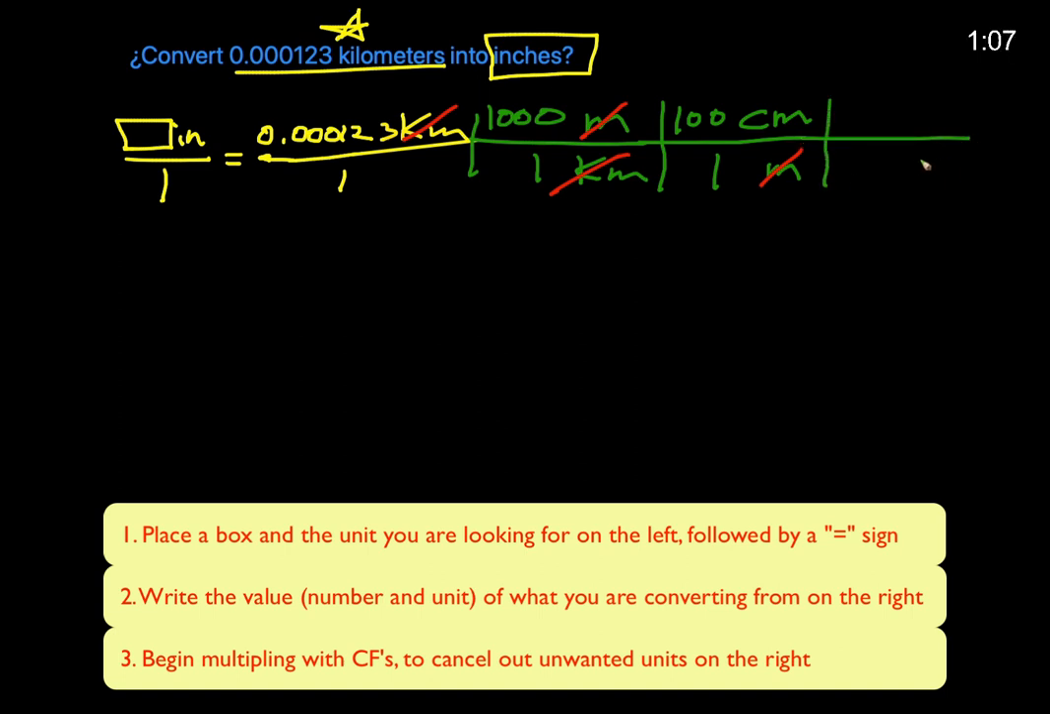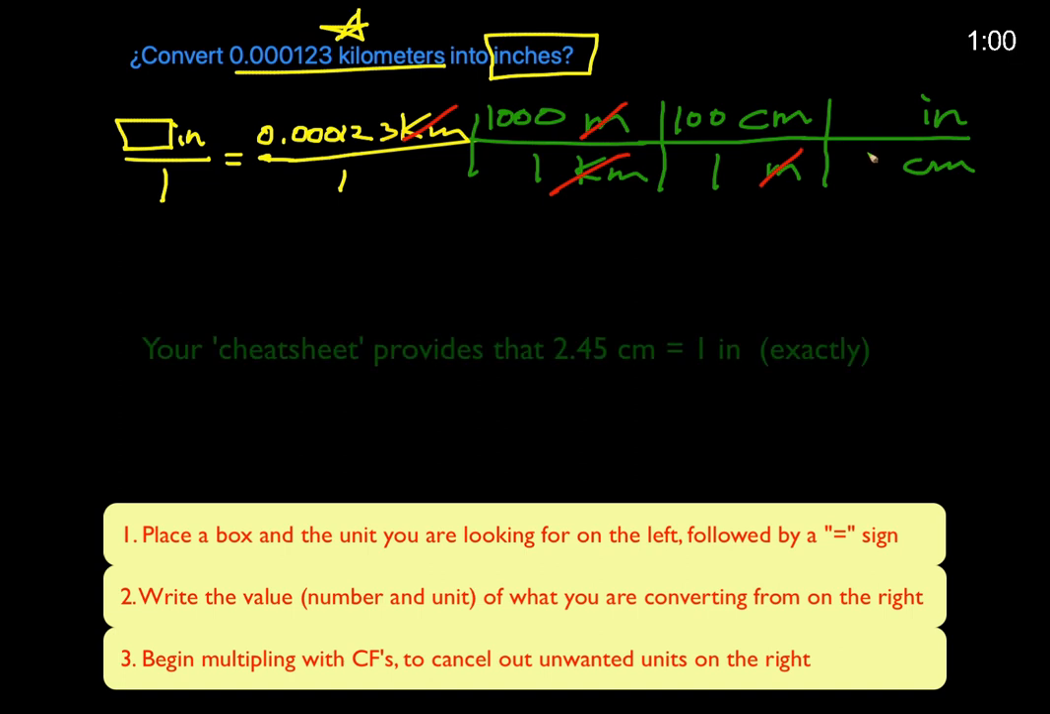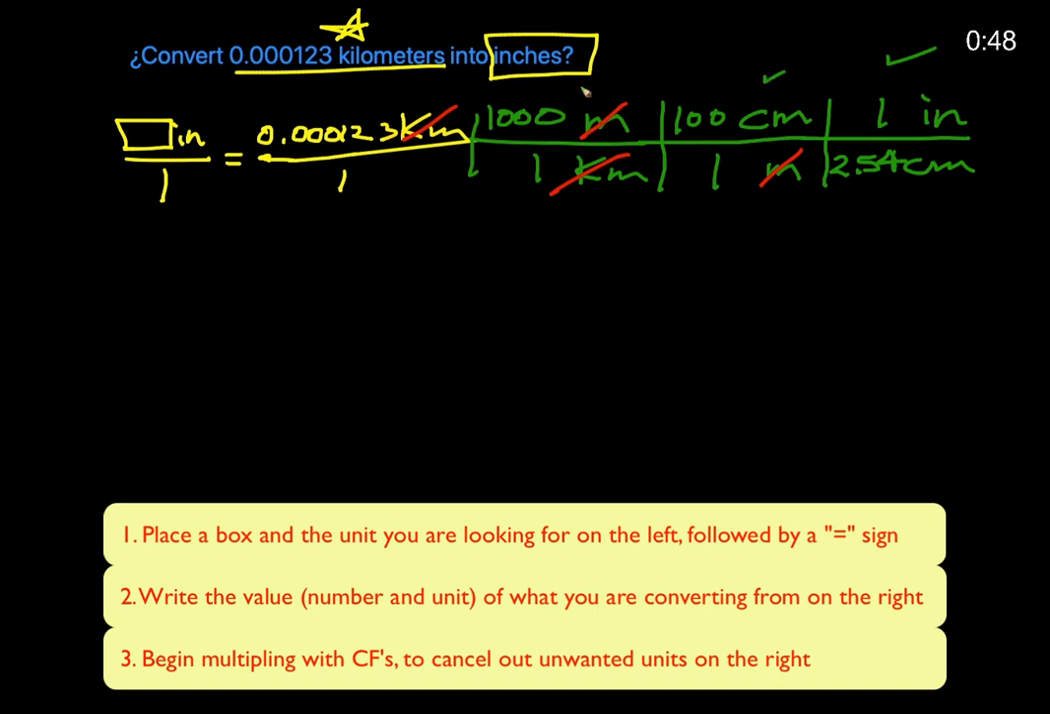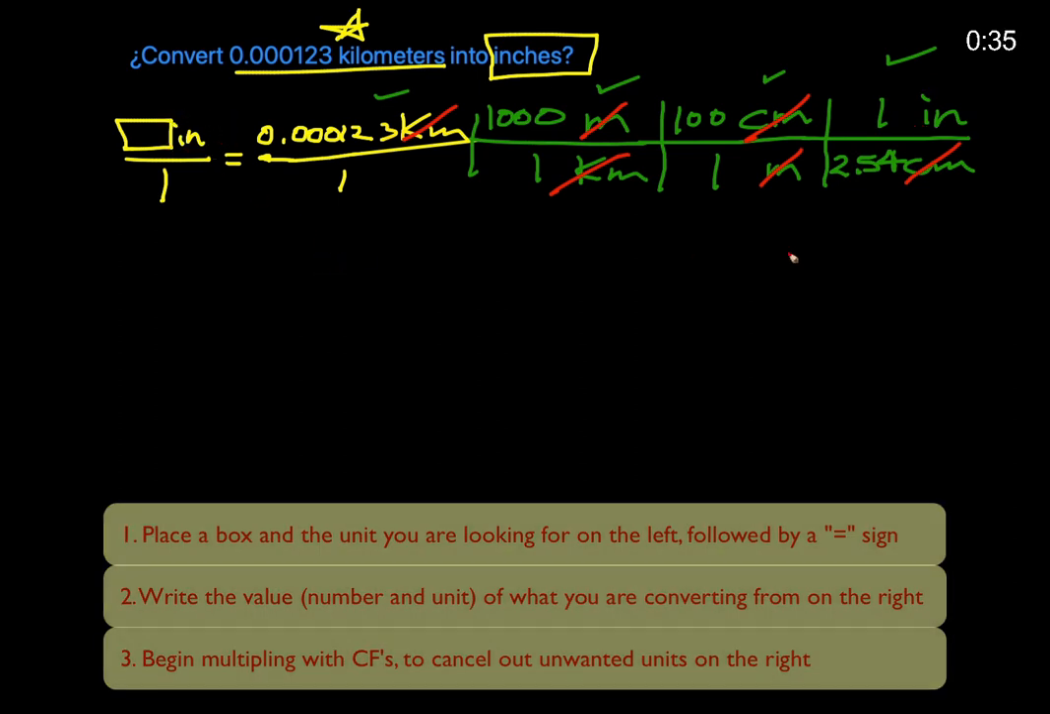We know that centimeter has to go away. I have to cancel it. And inches has to show up. And indeed, I know that there's exactly 2.54 centimeters in 1 inch. If you look on your cheat sheet, this is provided. You know this from memory. You were told to memorize this. This was given. And you see the only unit you have left on the right side is inches. The unit that you're looking for is inches. And so you have arrived.